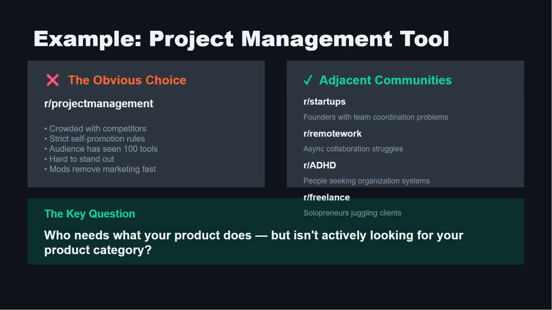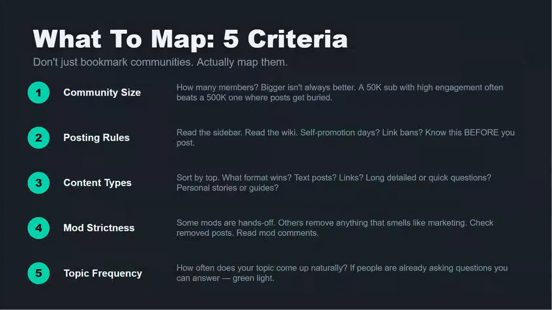So the key question to ask yourself is who needs what your product does, but isn't actively looking for your product category, right? So where do you find these people where they're not looking for your product, but have this problem? And that's in the adjacent communities. That's where you find them.